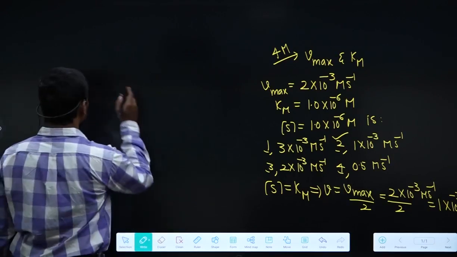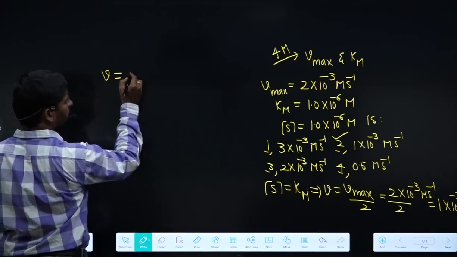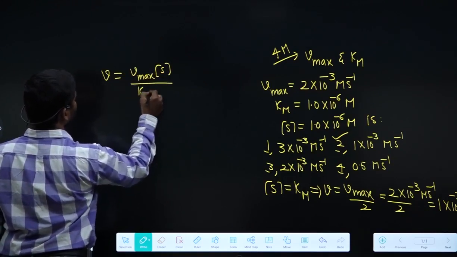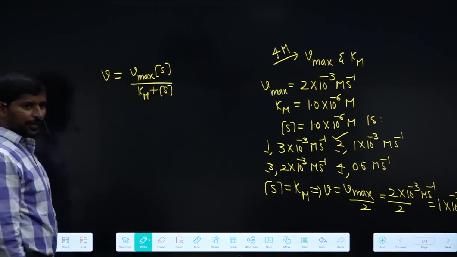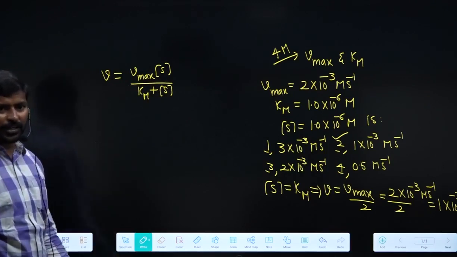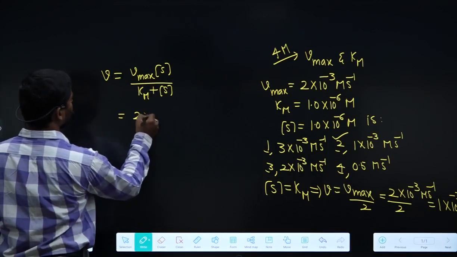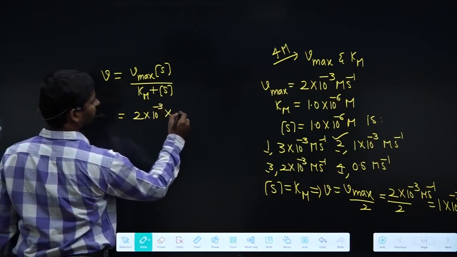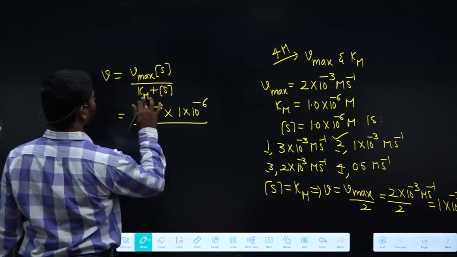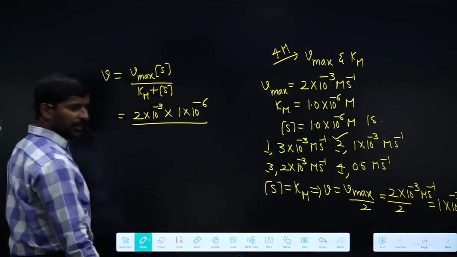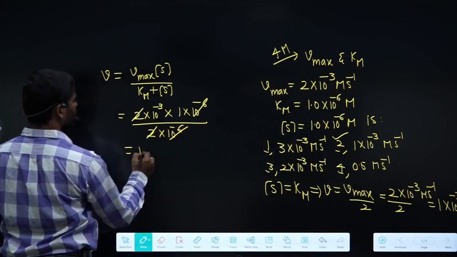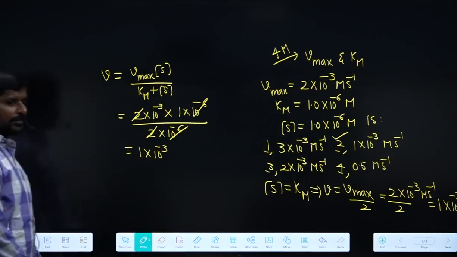Okay, if you don't get the idea, you have to substitute in this equation: V is equal to V max into concentration of S by Km plus concentration of S. In this you may substitute the V max value, Km value given, S value also given, and you will get the V value. Okay, 2 into 10 power minus 3, S is 1 into 10 power minus 6, here Km plus S is 1 into 10 power minus 6 plus 1 into 10 power minus 6, which is 2 into 10 power minus 6. The 2 gets cancelled, so we get 1 into 10 power minus 3.